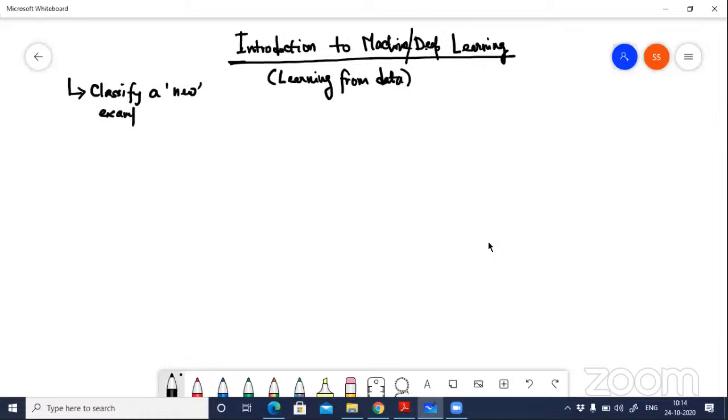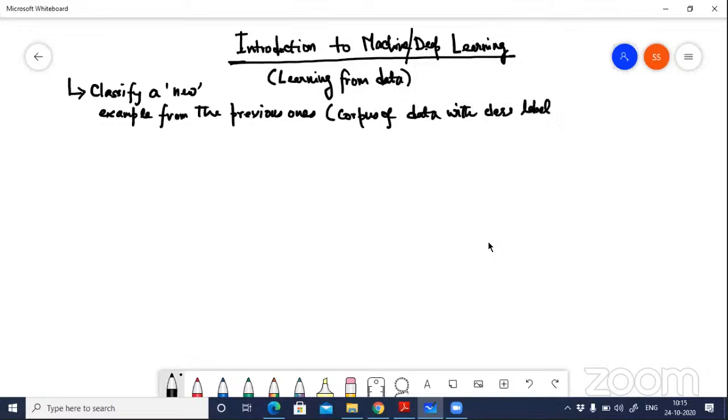Okay, so the first point is, you try to classify a new example from the previous ones. That means you should have a corpus of data available to you with class labels. Okay, so we have a corpus of data already available to us with class labels. I'm going to elaborate all of this one by one. This type of process is what we call learning, right? And who learns? The machine learns. So the machine learns from data.